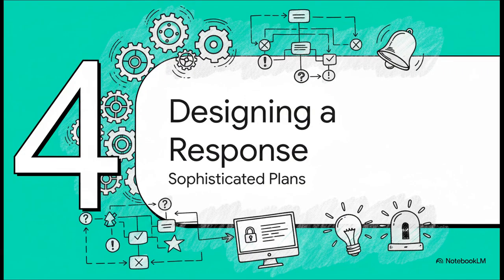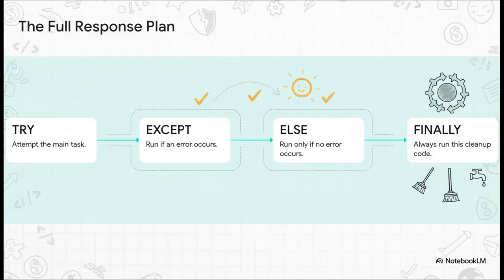But wait, there's more. This isn't just about catching basic problems. The system gets really powerful when you start building more detailed response plans and even creating your own custom alarms. So you can add another piece to this puzzle called an else block. This is code that runs only if everything in the try block went perfectly smoothly, with no alarms at all. It's like a little all clear signal.